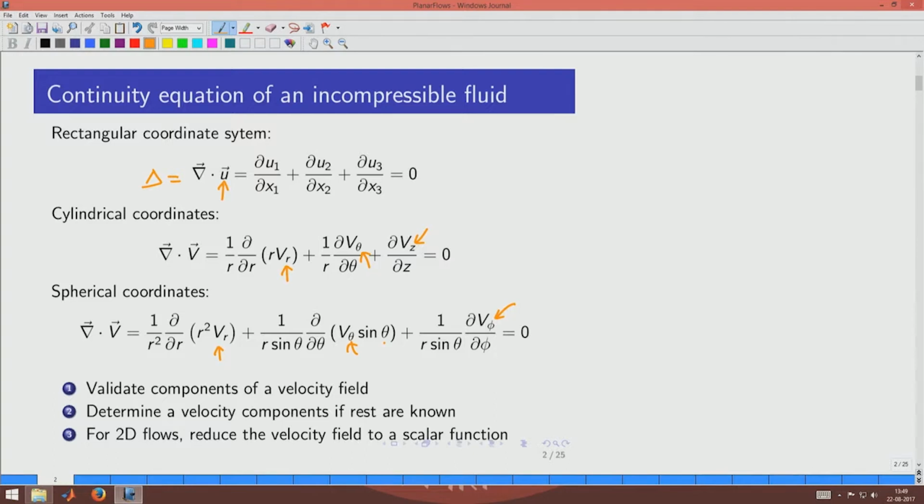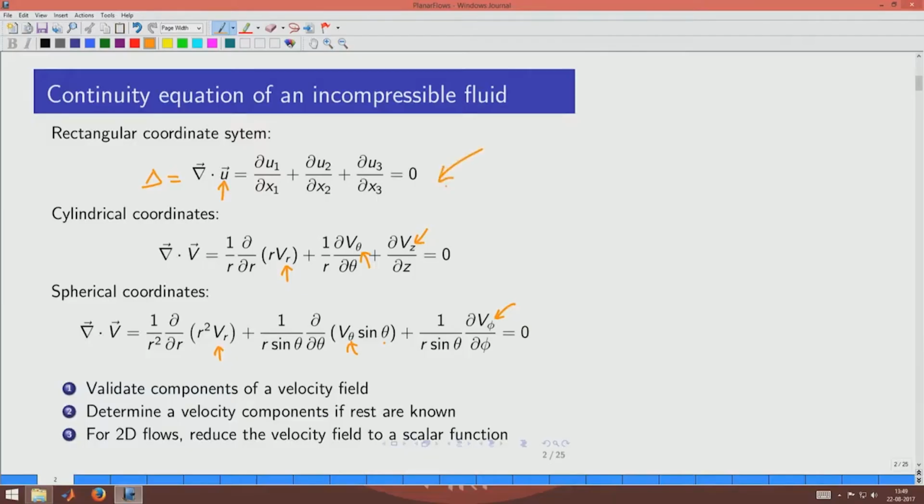And the application of continuity equation can be done in various ways. So, we have basically a possibility to validate the velocity field as being valid or not, which means whether the velocity field allows the mass conservation to be possible, and if it passes the test, then it means that it is a valid velocity field which we can use.